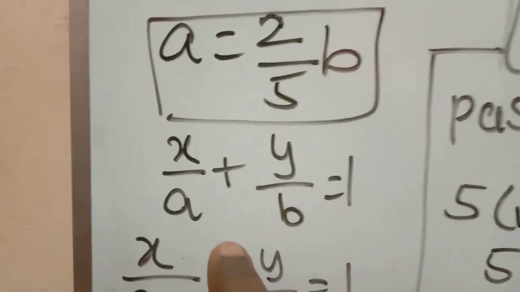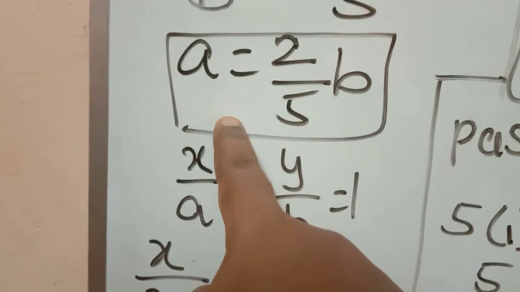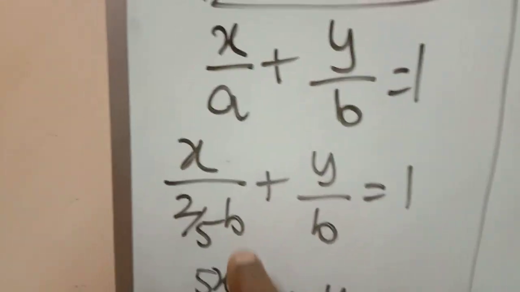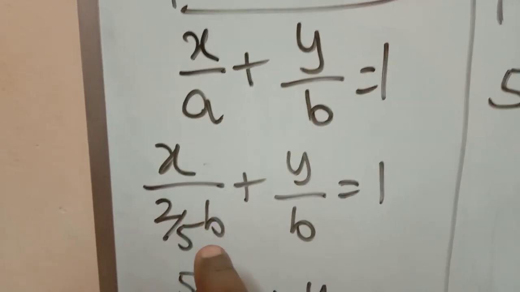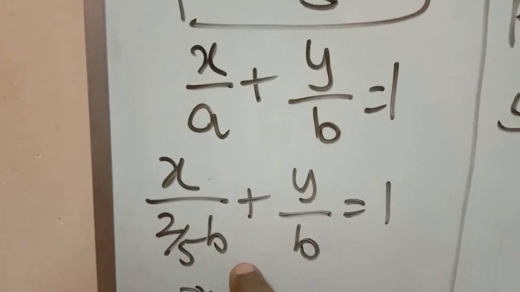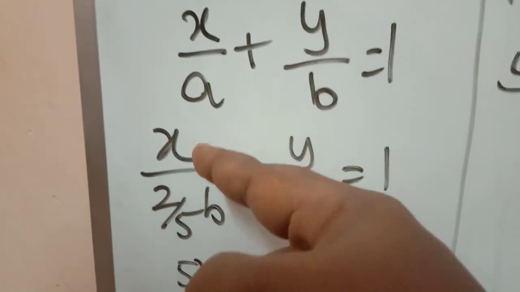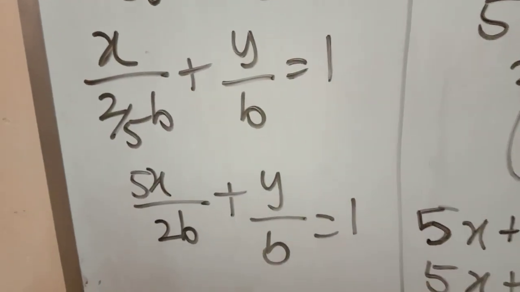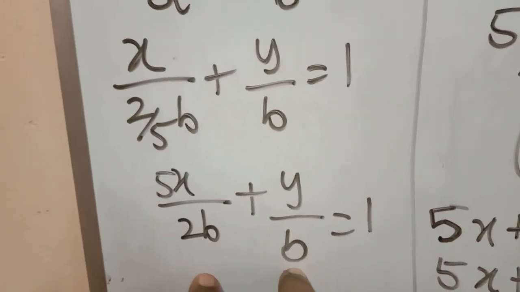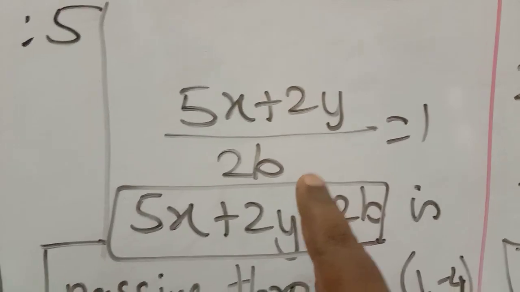Next, write the standard form of the equation x/a plus y/b is equal to 1. Now instead of a, we are going to substitute 2/5 b. The remaining terms we have to write. So 2b/5. A fraction in the denominator, write its reciprocal. So 5 alone goes to the numerator. So it will become 5x/2b plus y/b is equal to 1. So what is the LCM for 2b and b? Both have b, so 2 alone is missing. So 2b is the LCM.